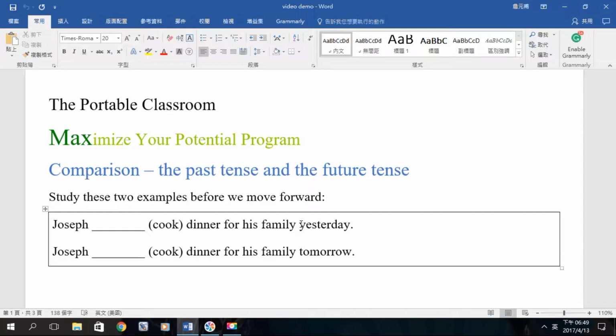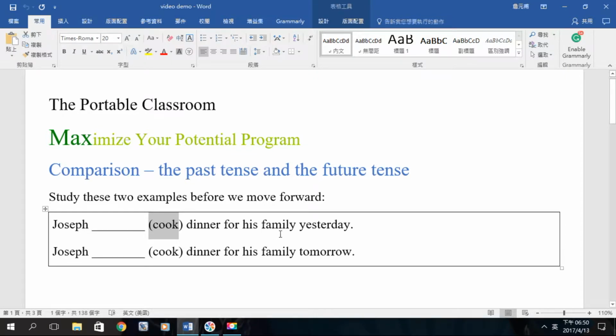Before we move forward, study these two following examples. Joseph, dinner for his family yesterday, and Joseph, dinner for his family tomorrow. Now we are going to change the verbs to fit the tenses of these two different sentences.